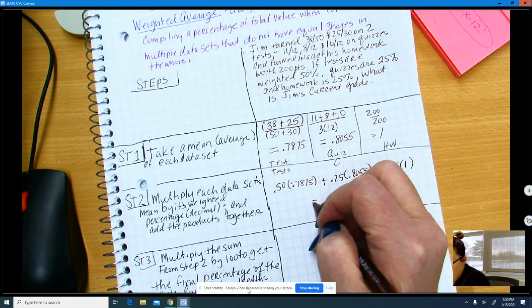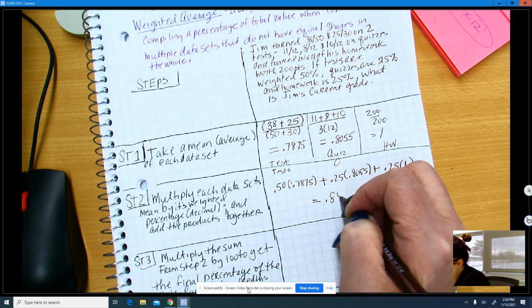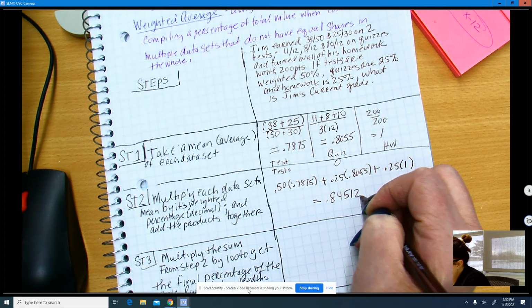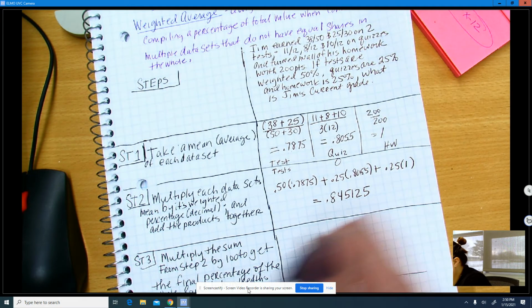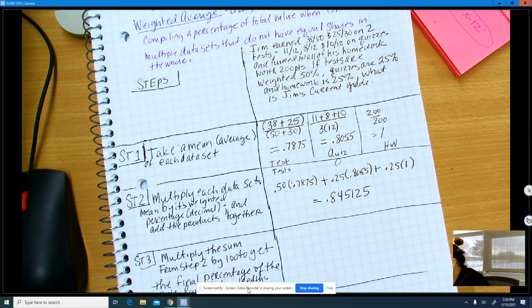And when I put that all together, I'm going to get 0.845125. Now, you might think to yourself, well, Miss Egan, that's way more than the hundredths place. When we talk about rounding, we want to wait till the end as much as possible to round. Up here, the only time we'd want to round is if we have a never-ending decimal. And in that case, I'd probably round to the thousandths place so that in my final answer, I can round to the hundredths if necessary.